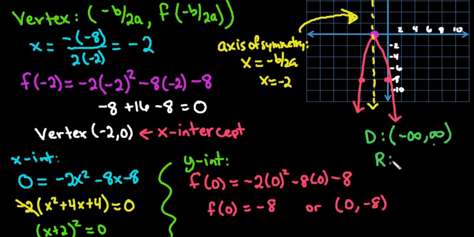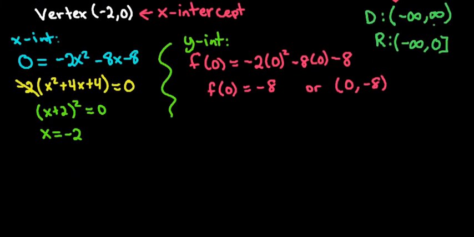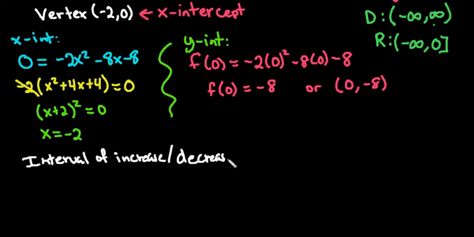The range is your y values, and if you notice, if I start down here with my y and I move up, I keep hitting until I get to 0, and then I stop hitting after 0. So negative infinity to 0 would be my range. If it asks for the interval of increase or decrease, and you may or may not have this question, this is something that sometimes shows up, so I'm just covering as much as I can in one video.